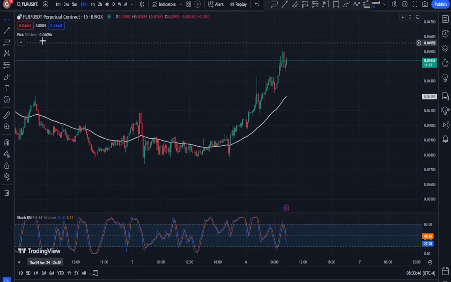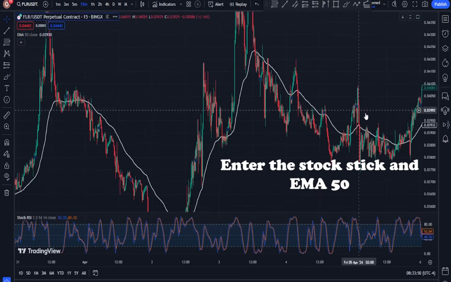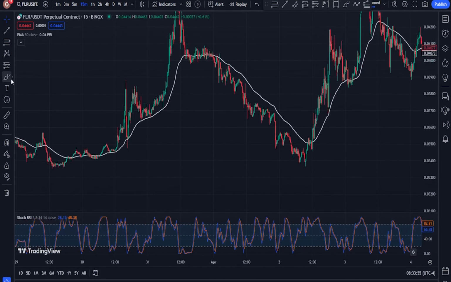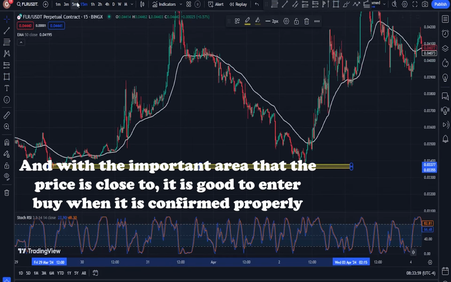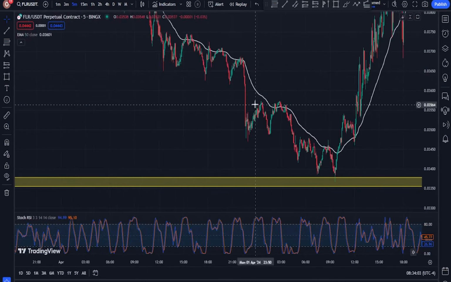Put EMA 50 on the chart from the settings, then put RSI stochastic on the chart and pay close attention to the current trend. You must be careful of the level that has not been used. If it has been used, it can easily keep us down.